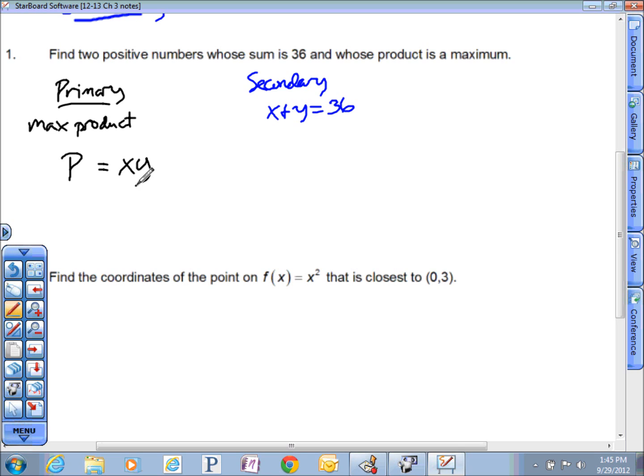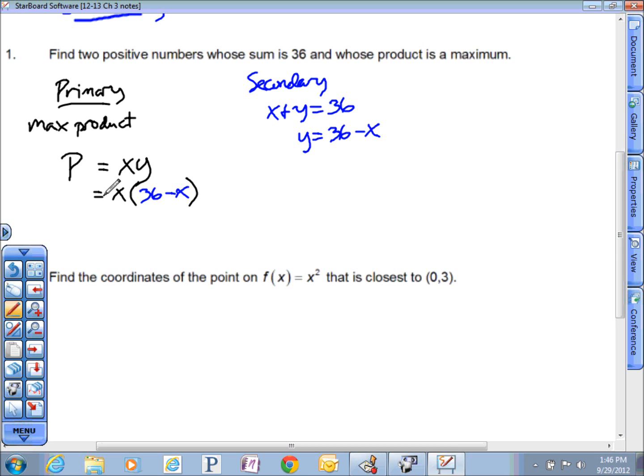So I'm going to take my secondary equation, y equals 36 minus x. Let's take that 36 minus x, and let's use that to make this primary equation a little bit easier for us to deal with. Now, our job is to maximize this product based on this condition. Now, there's a lot of ways we could do this. Think about how you would go about finding a maximum. Well, one way you could do it would be to graph that thing and find its highest value.